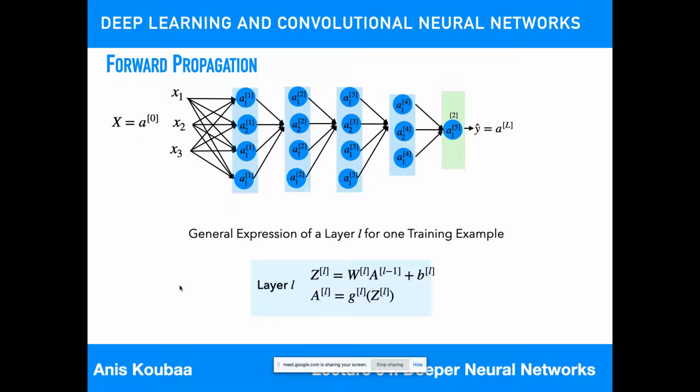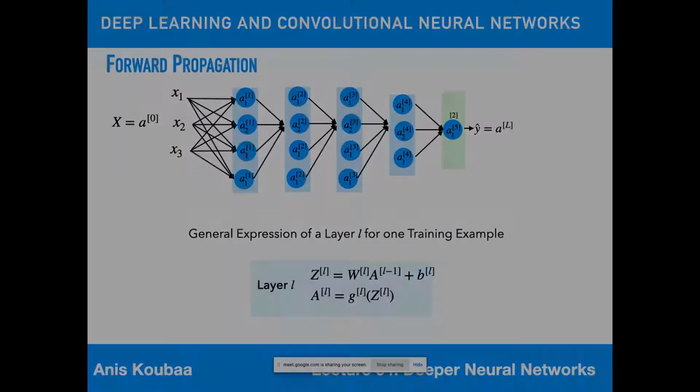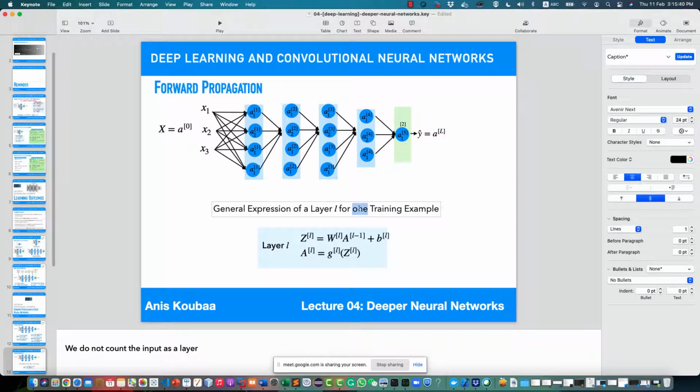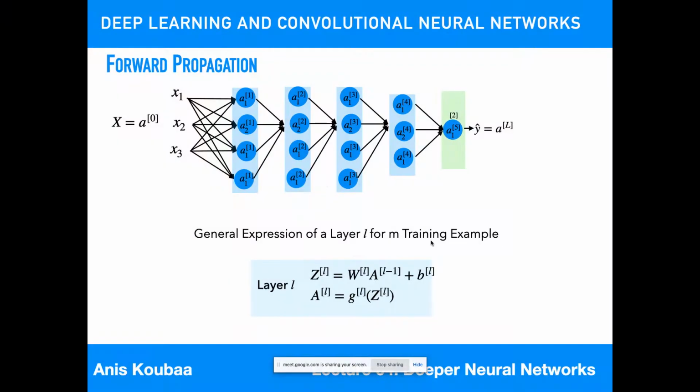So now we can have the general expression of the layer L for one training example, or for M training examples. I think I confused a lot here because of the notation. It's Z^L = W^L A^(L-1) + B, and A^L = G^L(Z^L). Look here, we use L minus 1 because the output of layer L minus 1 will be the input for the layer L. Is it clear? Yes, doctor.